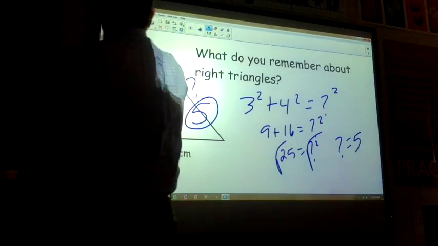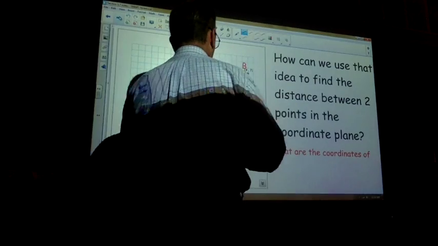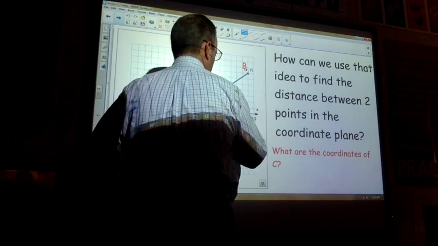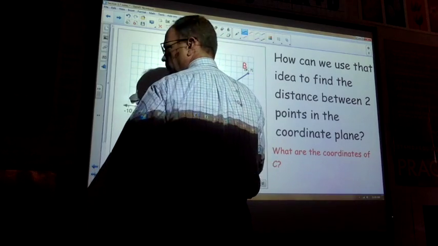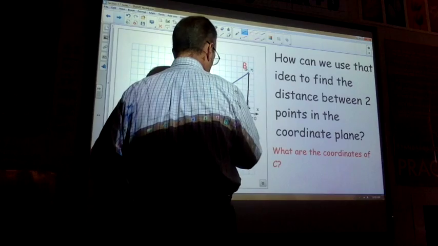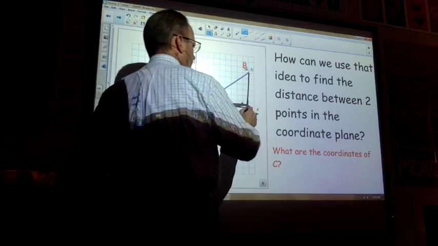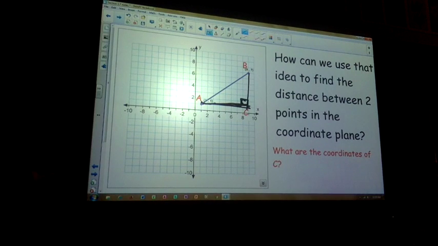All right, so let's take a look. How can we use the idea for the distance between points? How we're going to utilize the Pythagorean theorem is we have to realize we have a distance right here, and the distance right here, and that forms a right angle. Does everyone agree? We have a right, left. We have an up, down.